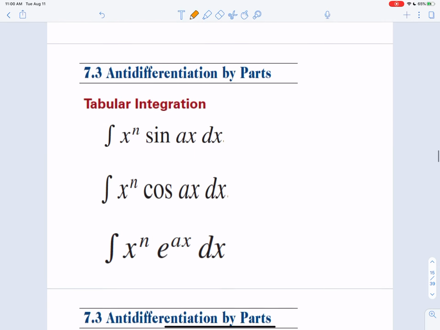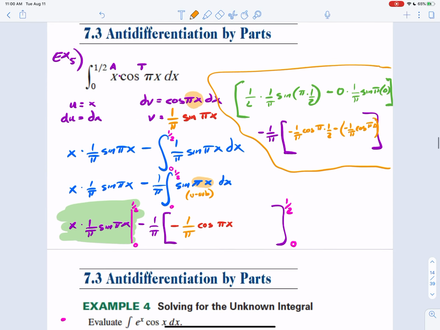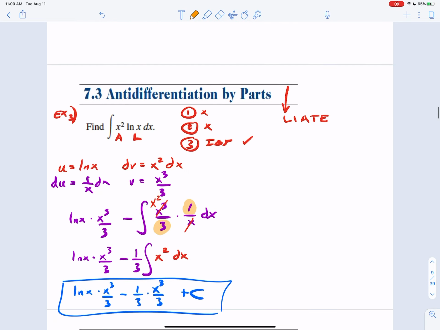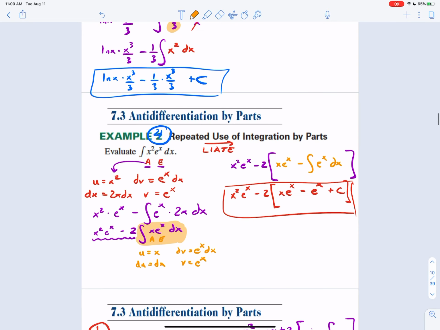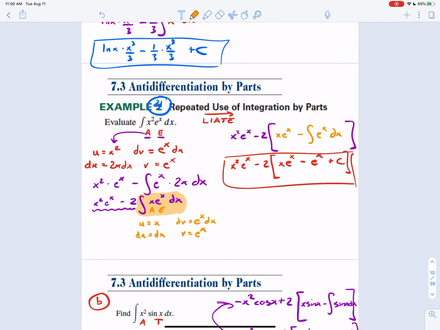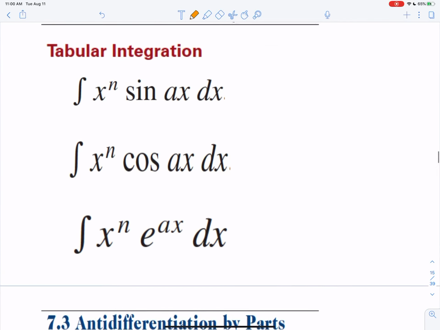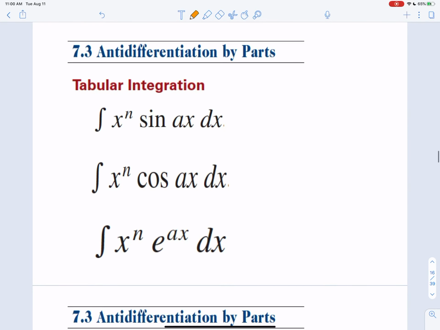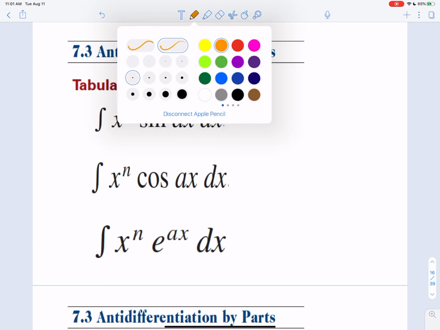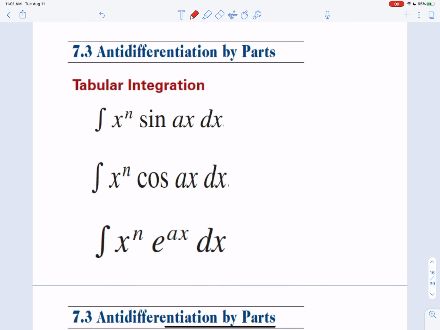Okay, so here's the thing. Going back to this idea where you have to use your integration by parts twice, there's actually a fast way to do it. Let me first introduce what it's called. It's called tabular integration. This trick is fast, but one, you have to be really organized, and two, it doesn't always work.